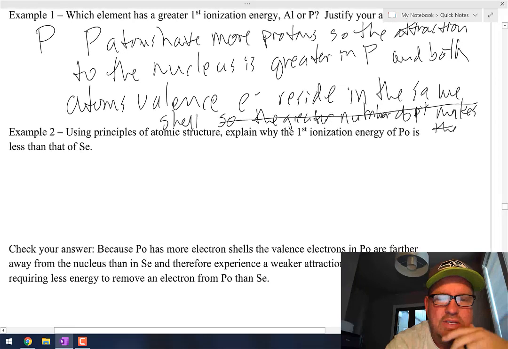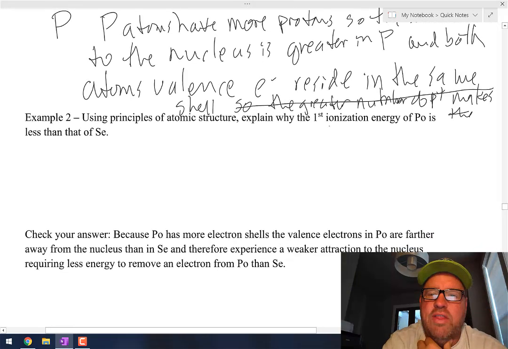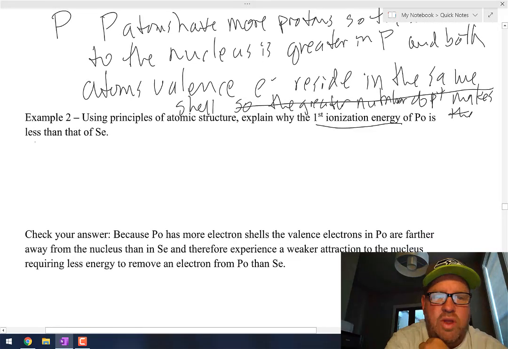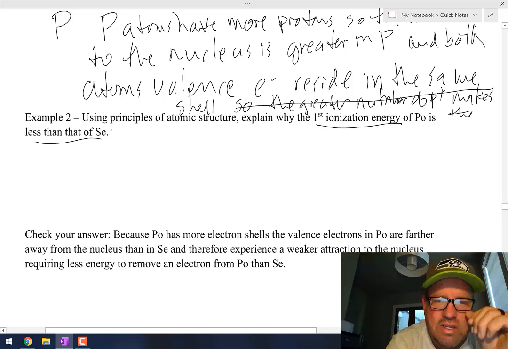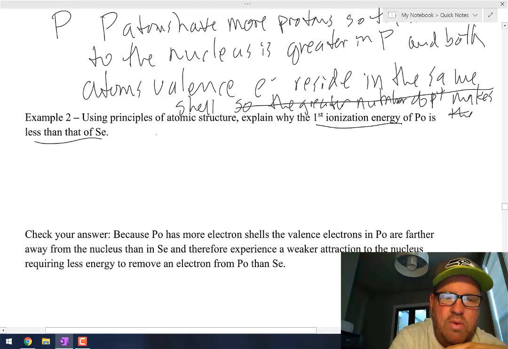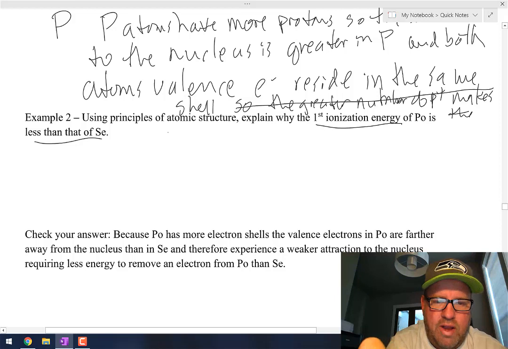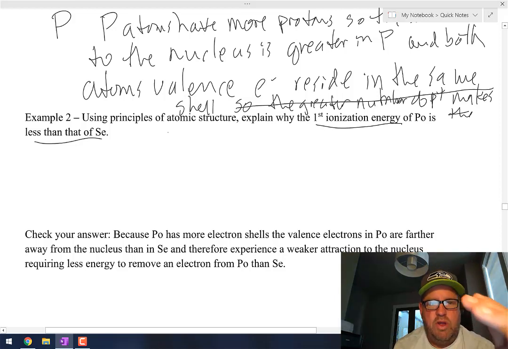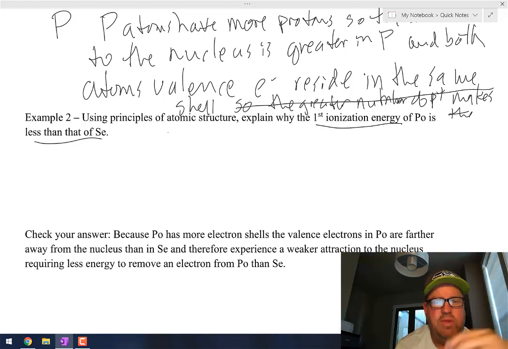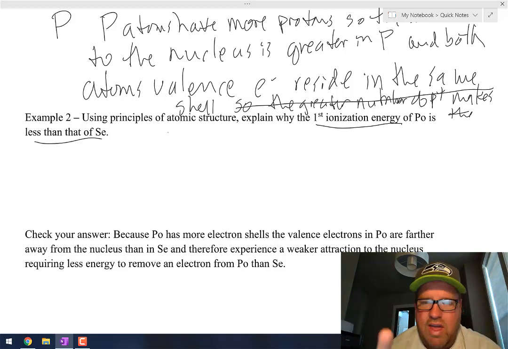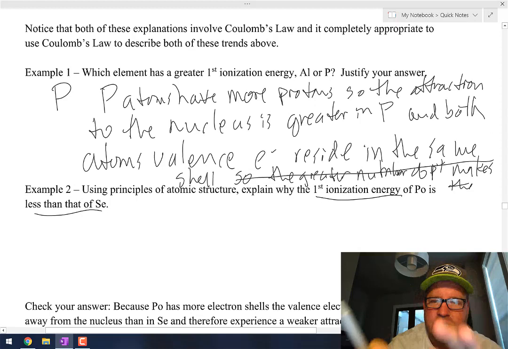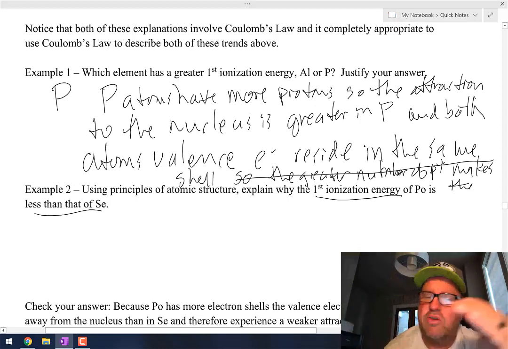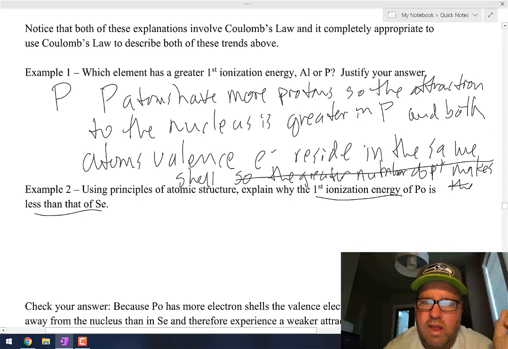Okay, example 2. Explain why the first ionization energy of polonium is less than that of selenium. Okay, so polonium, again, look at where they are on the periodic table first. Where is polonium compared to selenium? Polonium's farther down the periodic table. Again, don't say that. Just like up here, I never said that phosphorus is to the right of aluminum on the periodic table. If you do that, you will not get credit.